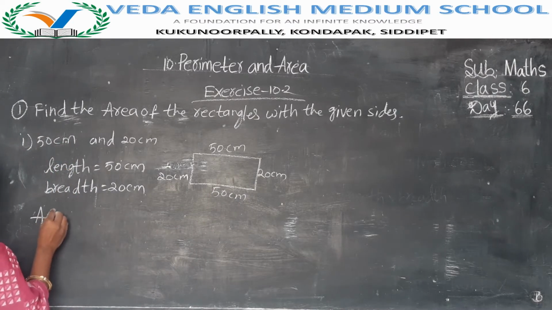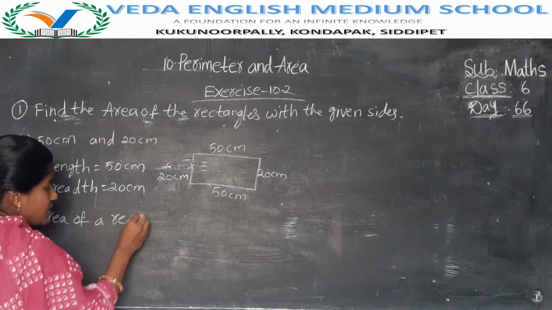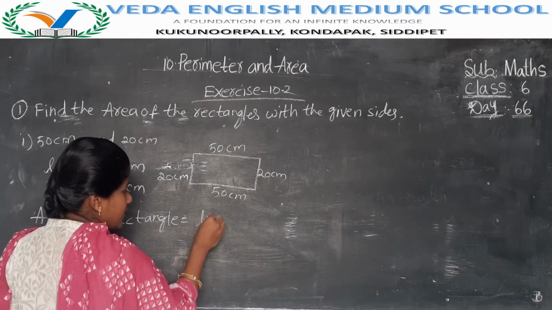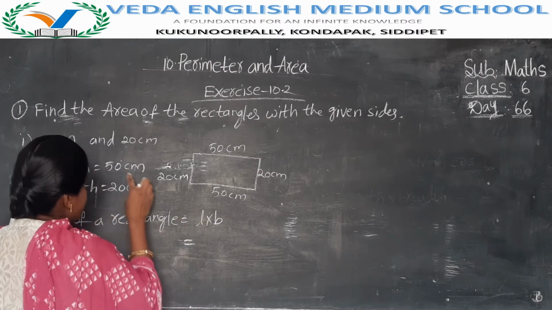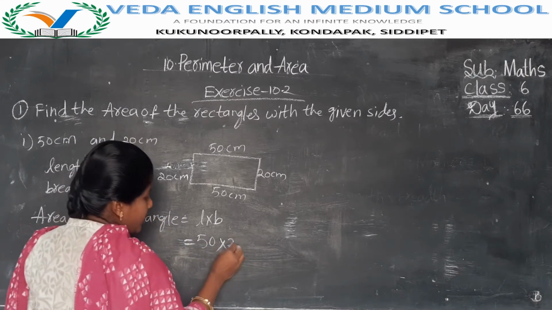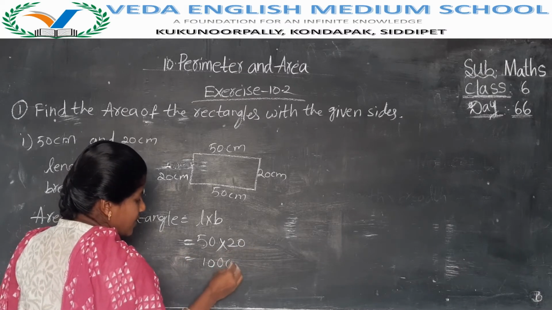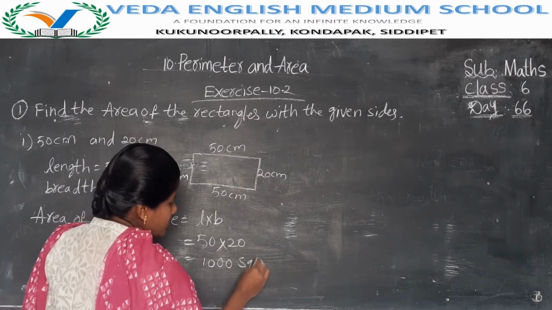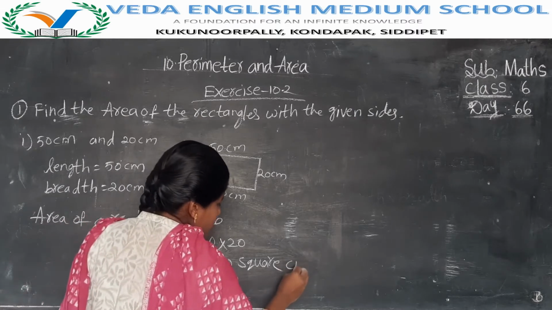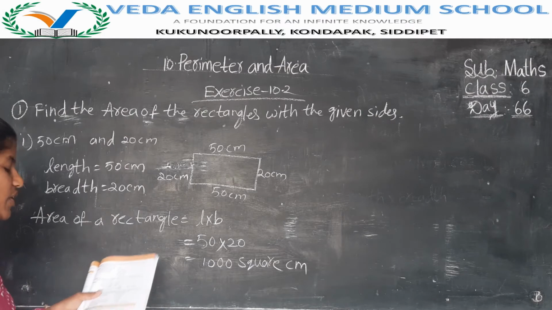So area of a rectangle formula is length into breadth. Area of a rectangle is equal to length into breadth, L into B. What is the length here? 50 into, what is the breadth? 20. Then multiply these two. 5 2s are 10. Remaining 2 zeros you will get as it is. Now it is 1000 square centimeters. 1000 square centimeters. Understand?